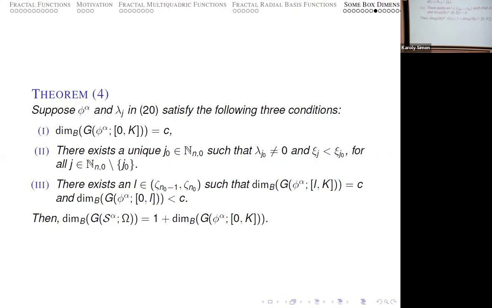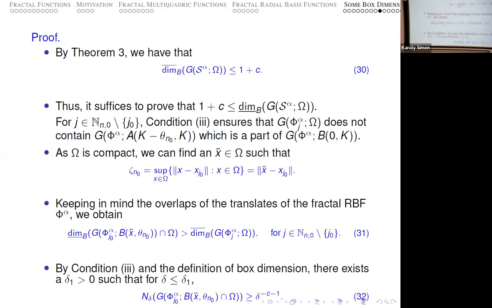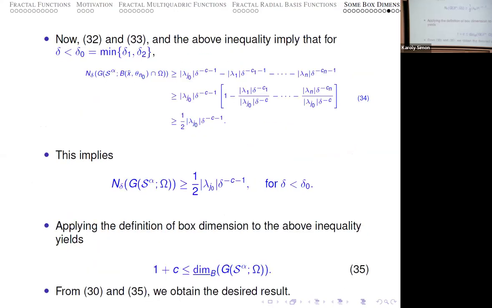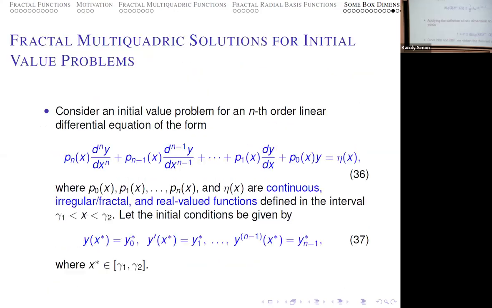So in that case, we'll find this lower box dimension is going to be the same, and then you can get the exact fractal dimension, the box dimension, of this type of fractal radial vector. So I'll skip this part, since the applications are there. So one can compute this result.